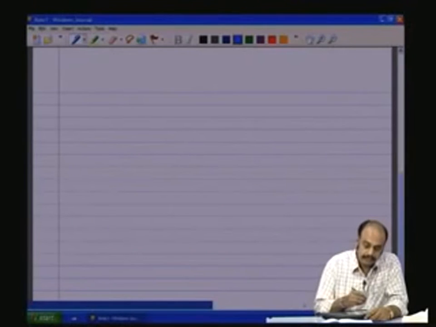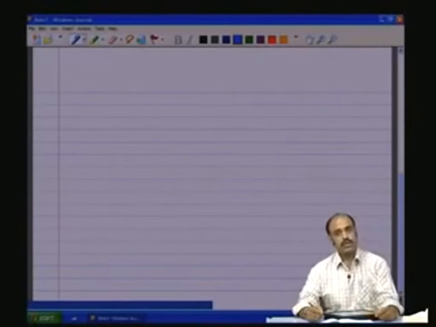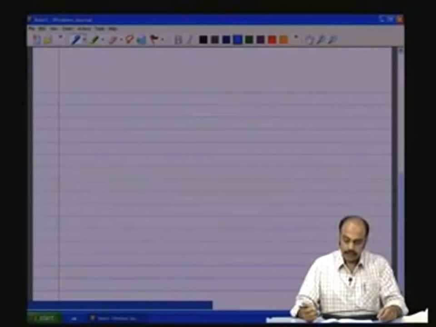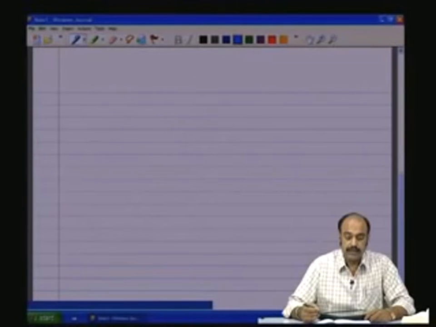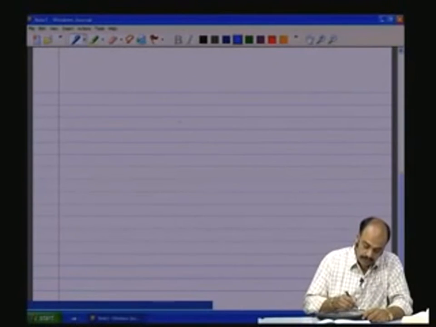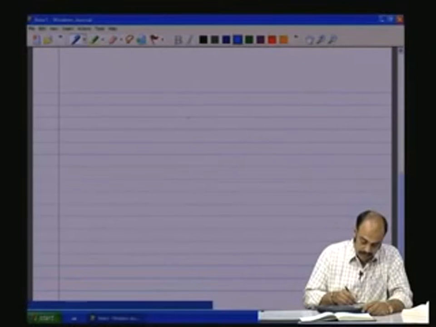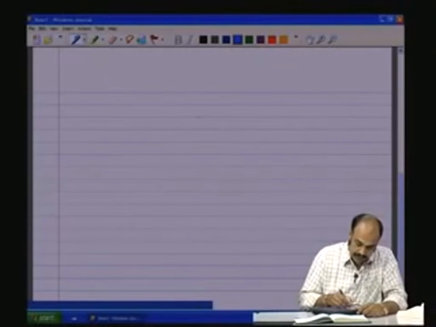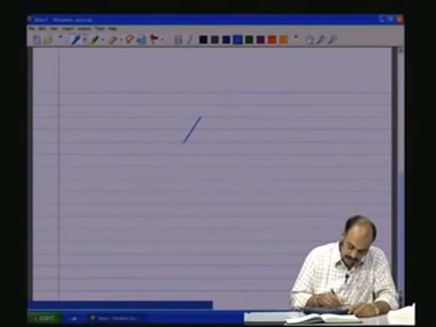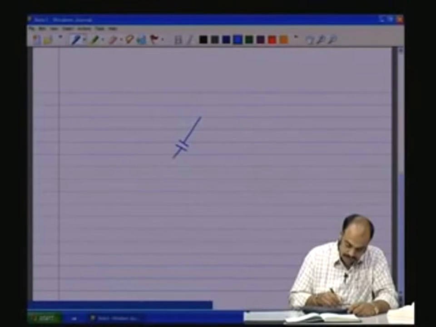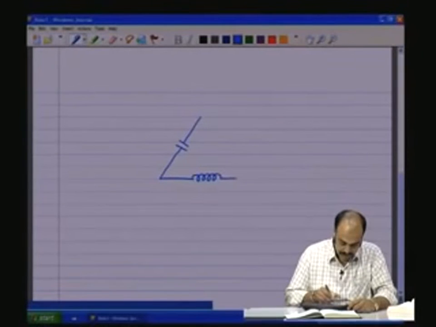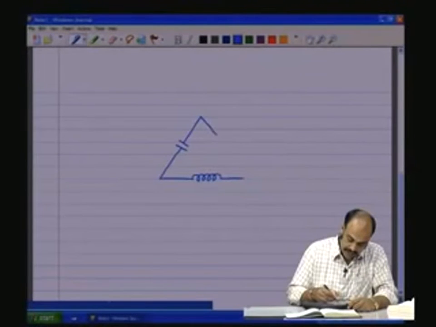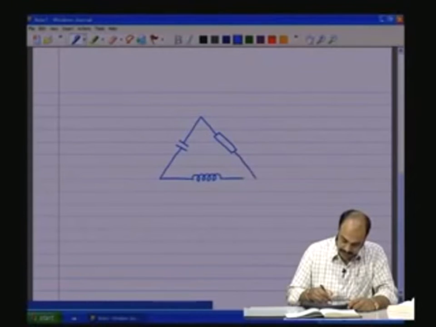Now, in the case of the delta, what would happen, because there is no concept of a neutral? So, let us take an example and try to work out what could happen in the case of a delta circuit. Let us say we have the following delta circuit, that is, I have a capacitance, I have an inductance, and I have the resistance R, L, C, all three. Each phase is having totally different types of impedances.